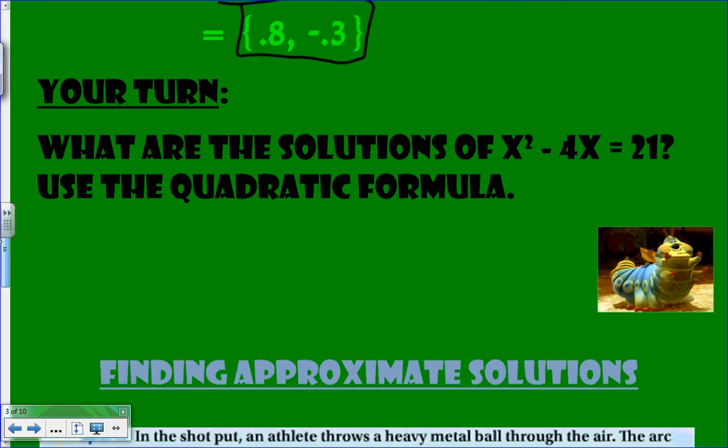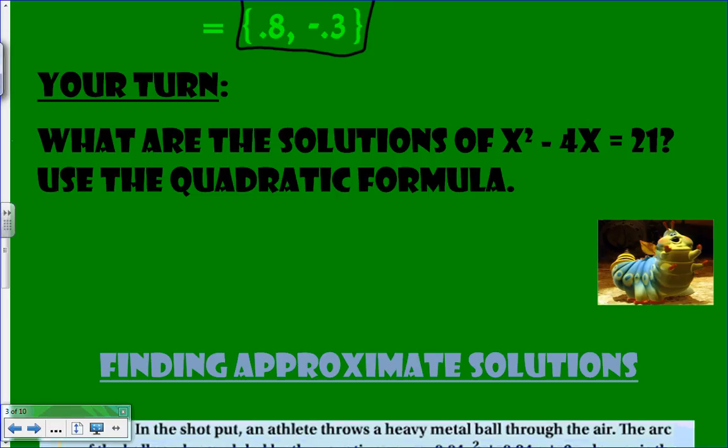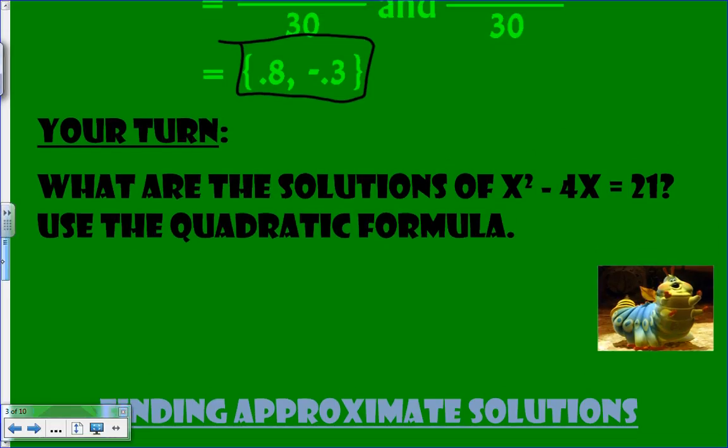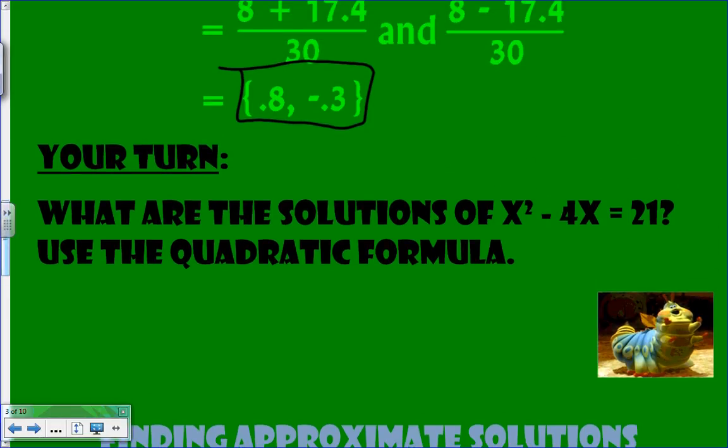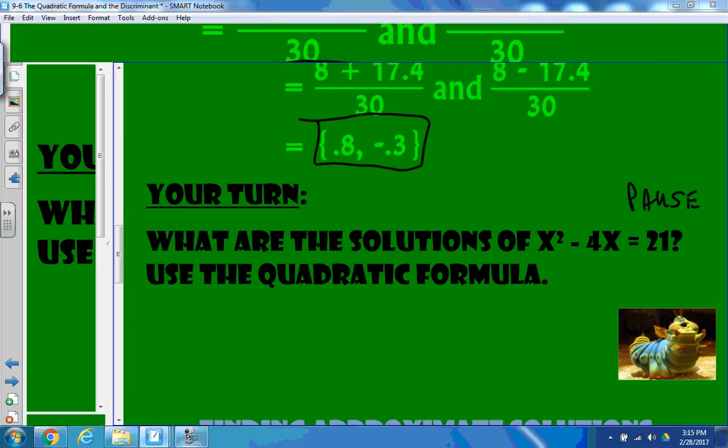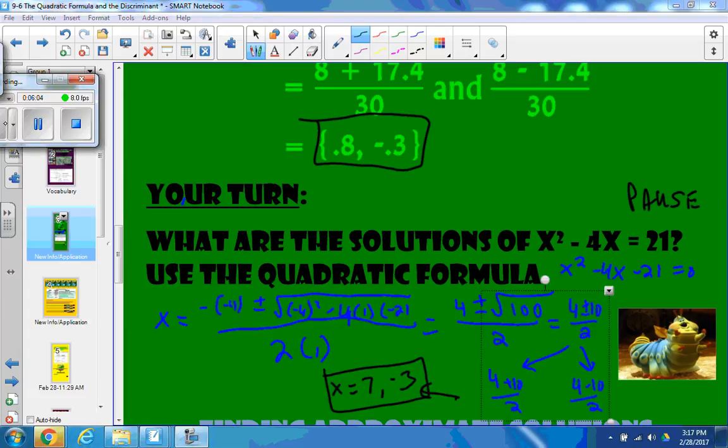So here's what I'd like you to do: try one on your own. Pause it and find the solutions of x squared minus 4x equals 21 using the quadratic formula. So pause it, and then check it after you're done working on it. You can press play. All right.